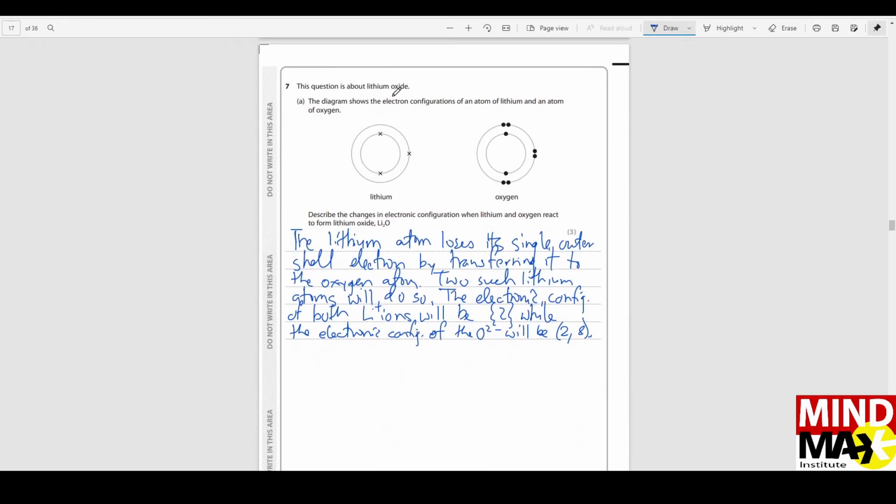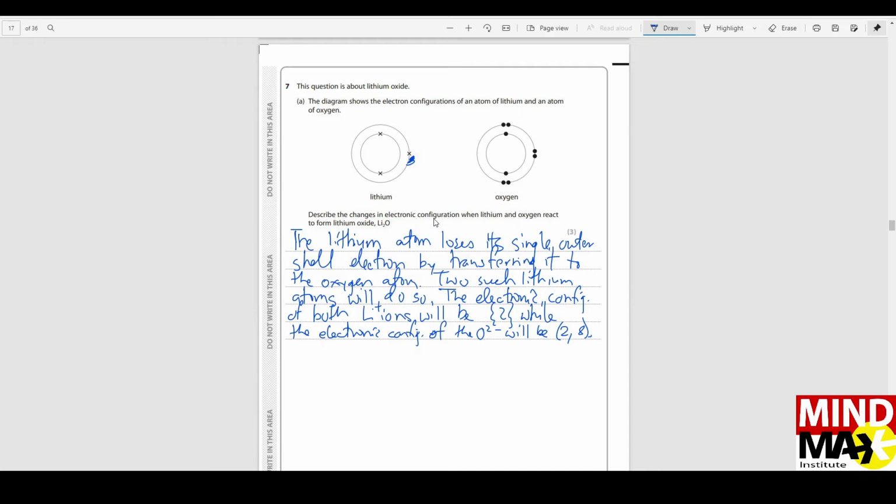Number 7, lithium oxide. This is an ionic bonding question. Describe the changes in electronic configuration when lithium and oxygen react to form lithium oxide. The lithium atom loses its single outer electron to the oxygen, but we know oxygen needs 2 more electrons. If the lithium gives one of its outer electrons to it, it still needs 1 more to have a full outer shell. The oxygen still needs 1 more electron. So it's going to get the remaining electron from another lithium atom.